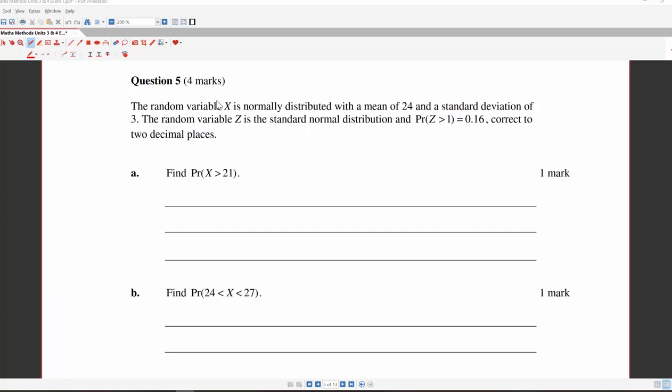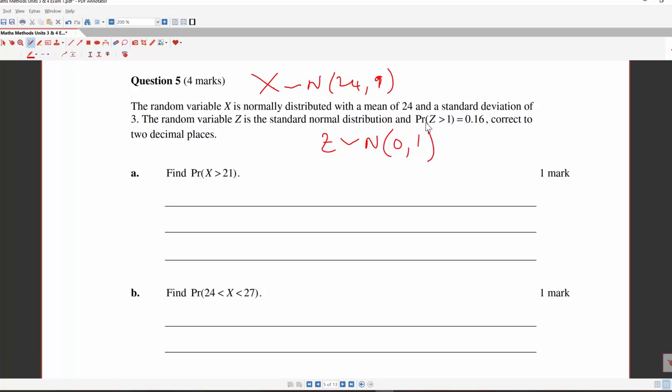Let's have a look at a couple of exam 1 methods questions here. So random variable x is normally distributed with a mean of 24 and a standard deviation of 3. Now recall that that's going to be sigma squared, so the standard deviation squared, so that's going to be 9. The random variable z is the standard normal distribution, which means it has a mean of 0, standard deviation of 1, which means it's a variance of 1.